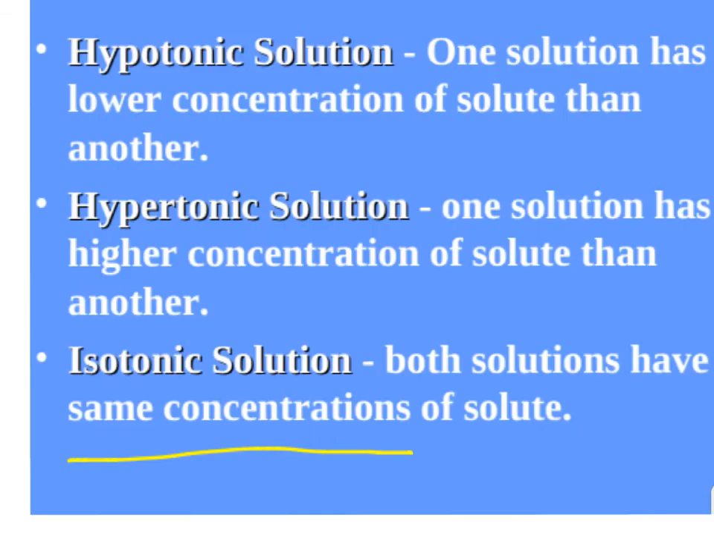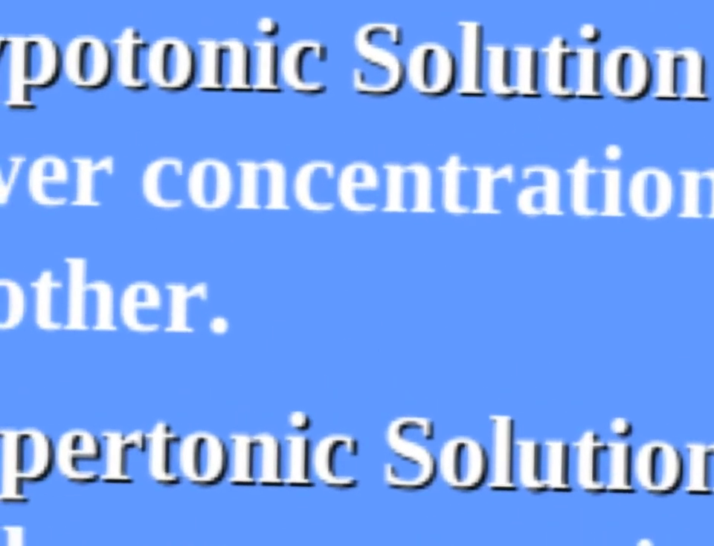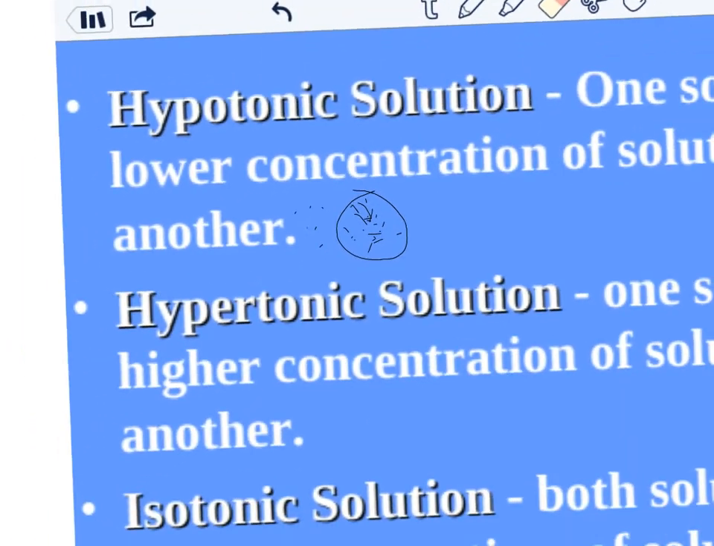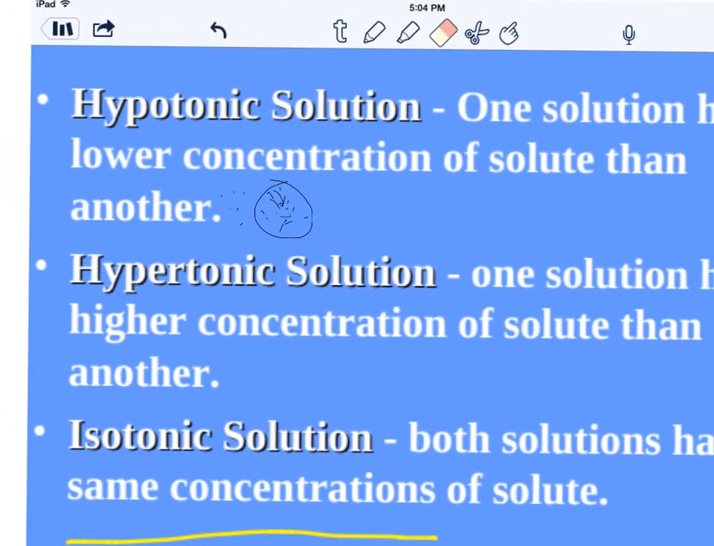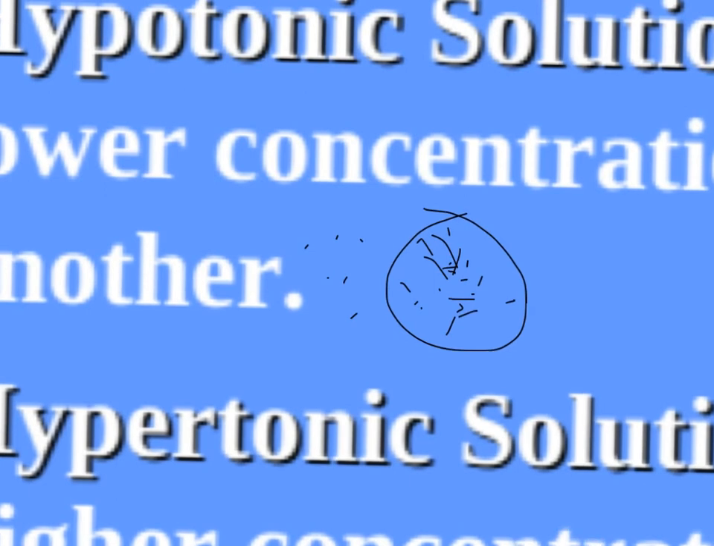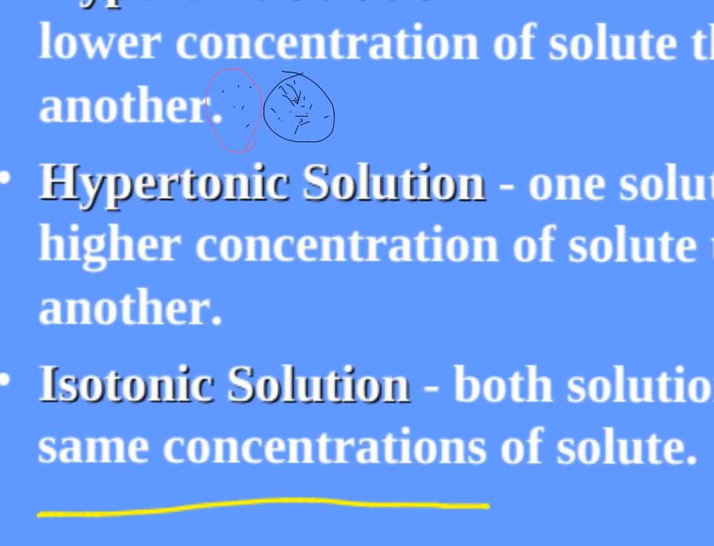In terms of types of solutions you need to know, one is called a hypotonic solution. That's a solution that has a lower concentration of solute than another. So for instance, if I have a cell and then I have a small amount of particles on the inside and I have a lot of particles on the outside, a hypotonic solution has a lower amount of solute. In this case, the outside part right here would be hypotonic. Good way to remember this is think of a hippo. When he's drinking water, he's getting bigger because the water is lower amount of salt.